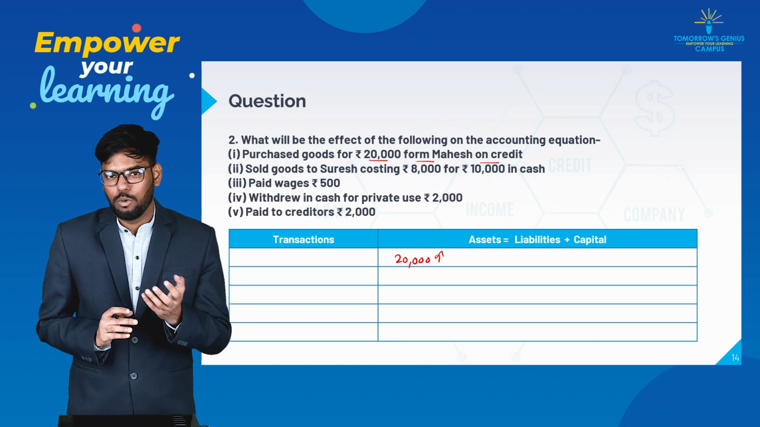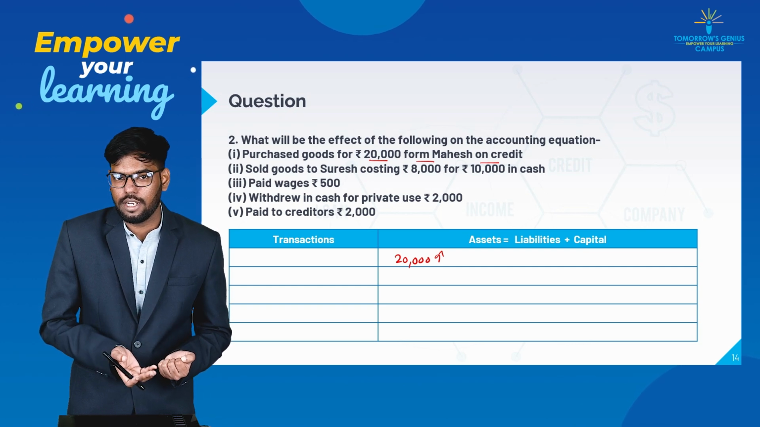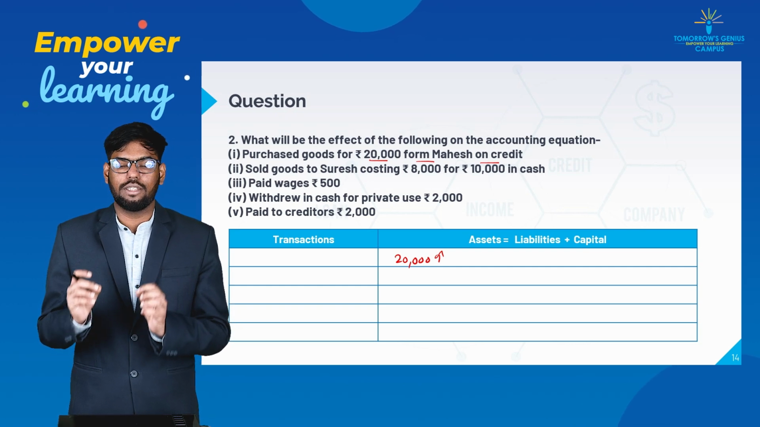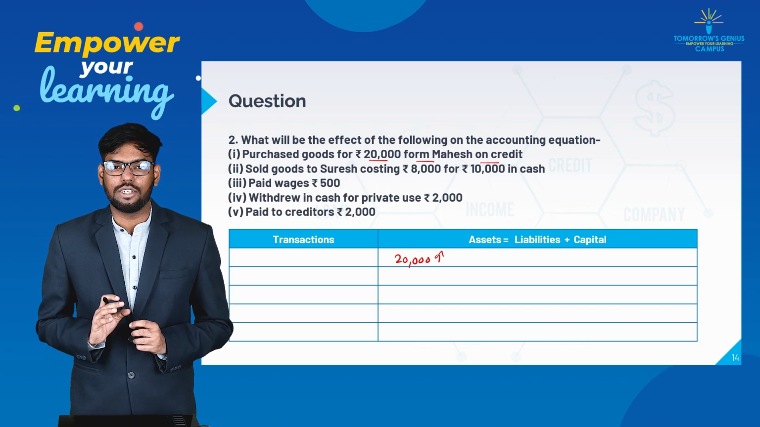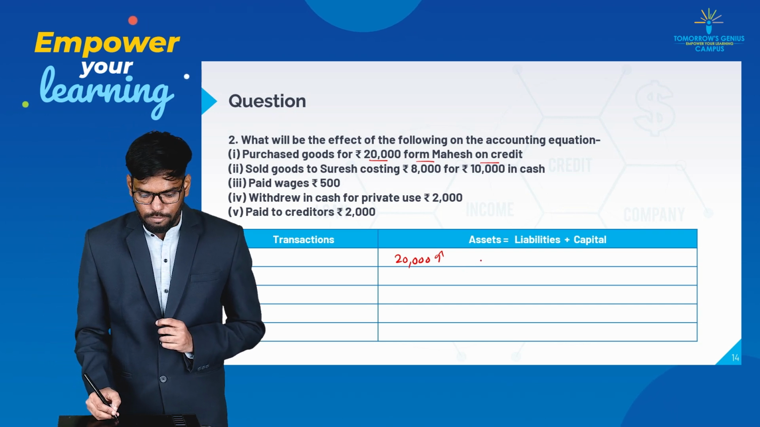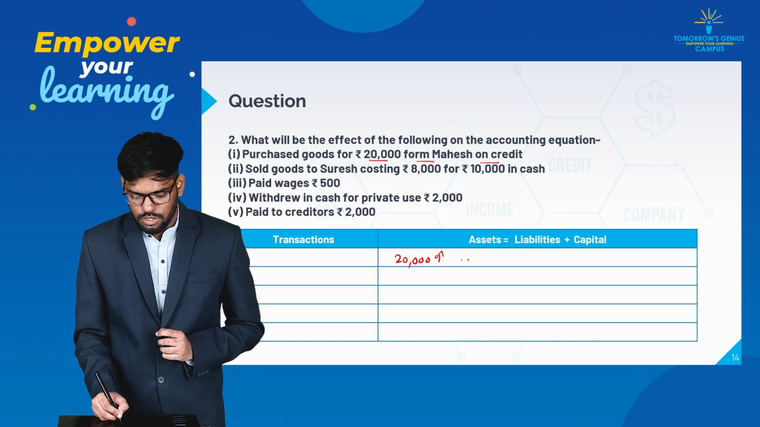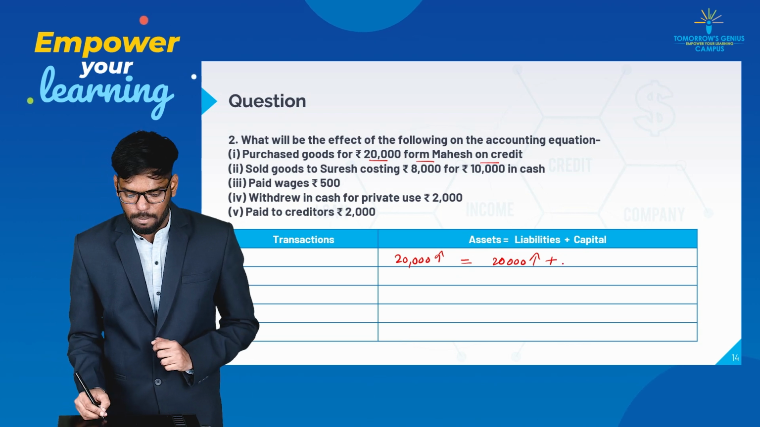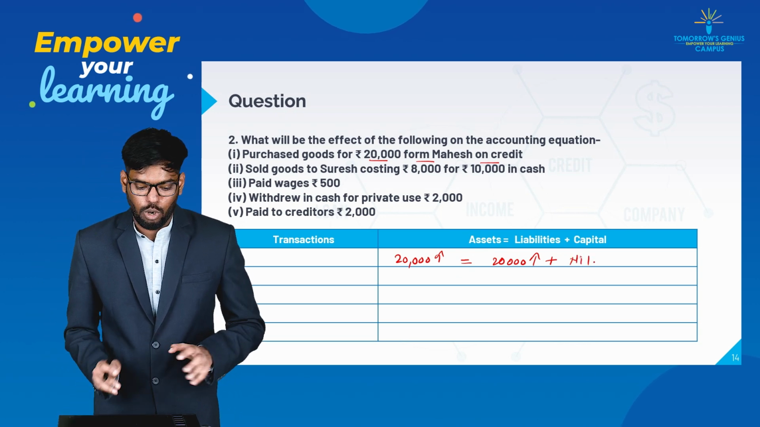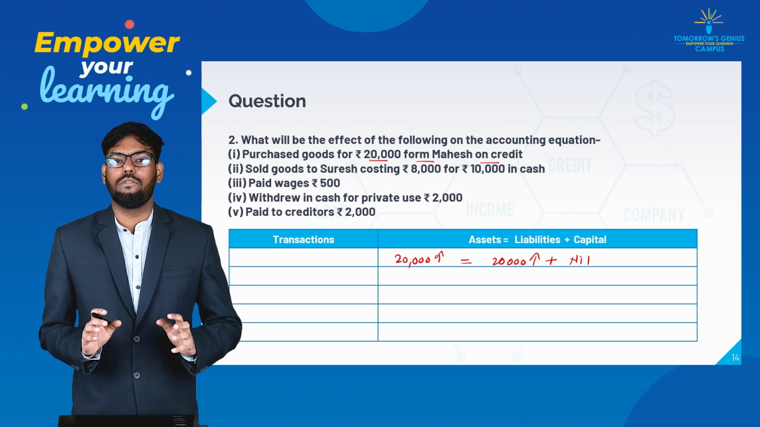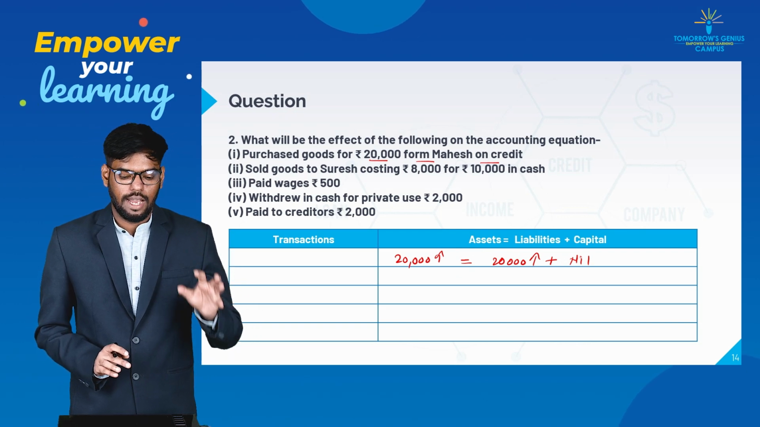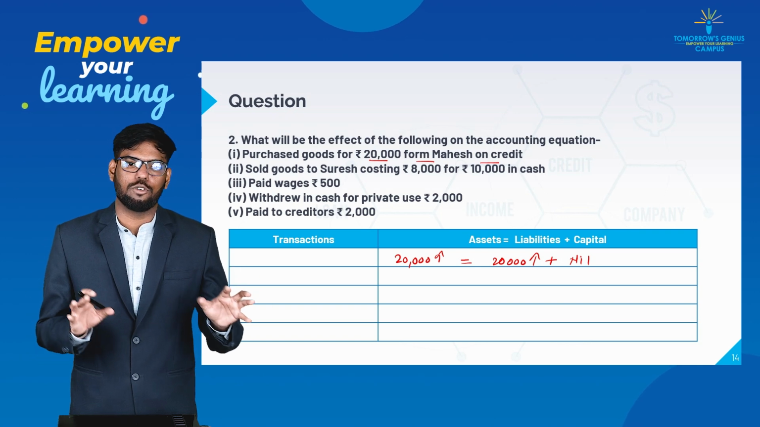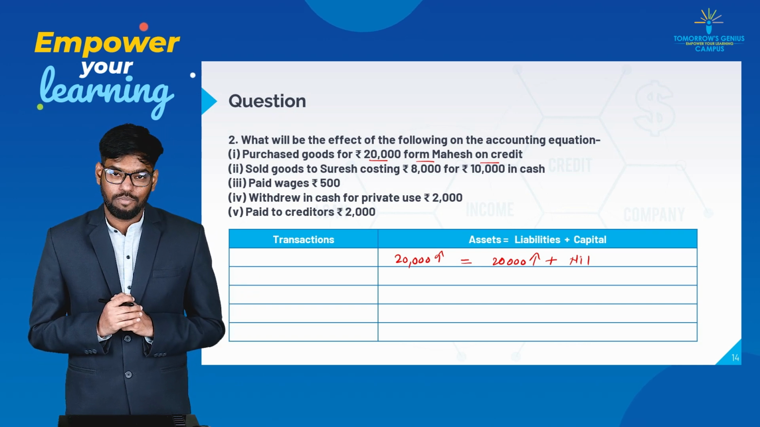So it means when you purchase goods, your asset, your stock, increases by rupees 20,000. In line with that, your liability will also increase, right? Because you have to pay. So if your asset increases by rupees 20,000, similarly your liability will also increase by rupees 20,000. Is there any change in capital? There is no effect on the capital, so capital will be nil. If you observe here, the accounting equation is satisfied. That is, asset is equal to liability plus capital, 20,000 and 20,000 rupees. Getting it?